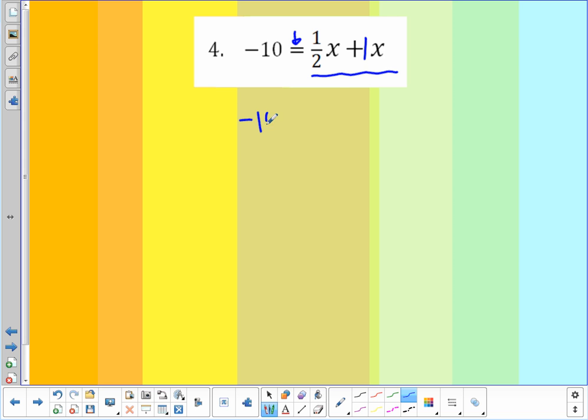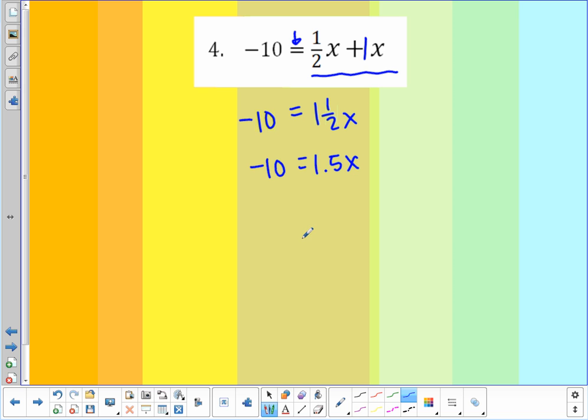So my negative 10 I haven't done anything with. Then I'm going to add 1/2 plus 1. That's 1 1/2 x. Now, if it's easier for you to look at this as a decimal, that's totally fine. 1/2 is the same thing as 0.5, so I'd have negative 10 is equal to 1.5 times x.